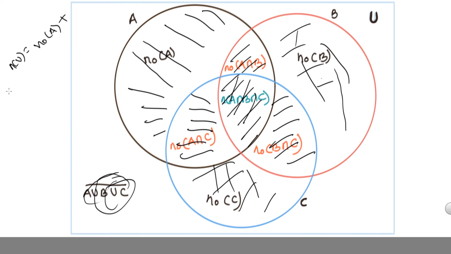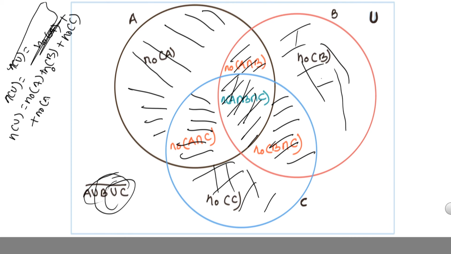Let me write that one for you. So nU is n not A plus n not B plus n not C plus n not A intersection B plus n not B intersection C plus n not C intersection A plus n A intersection B intersection C plus n A union B union C complement.